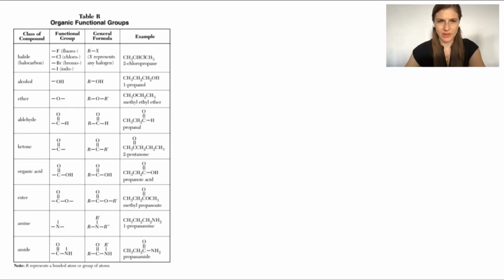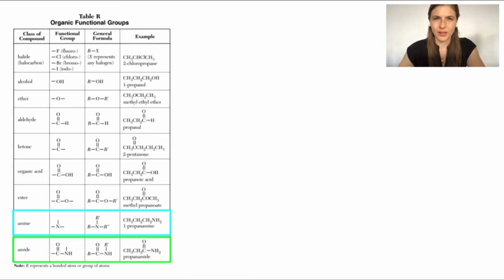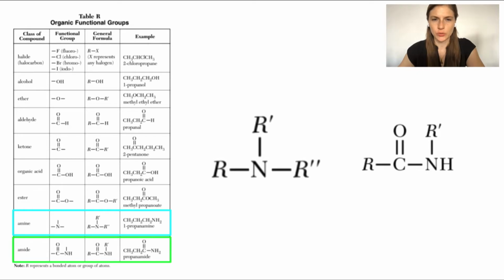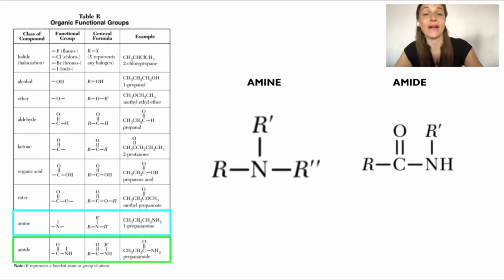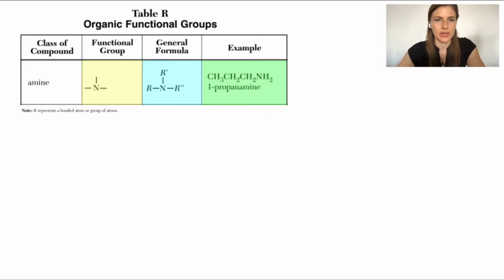If we look at our reference table, Table R, we can find our information about the organic functional groups, amines and amides, down at the very bottom. Notice the major difference between these two groups is just whether or not there is an oxygen as well as a nitrogen atom involved in the compound. In an amine, there is just a nitrogen atom. In an amide, there is a carboxyl group, that's the carbon double bonded to the oxygen, that is also bonded to the nitrogen. Let's get into a little bit more detail and look at some naming examples.